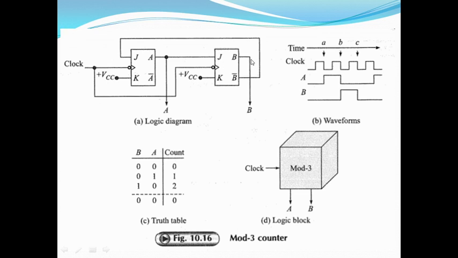Output of B bar is connected to the J input of the first flip-flop, and output of A is connected directly to the J input of the second flip-flop. How is this circuit going to work?